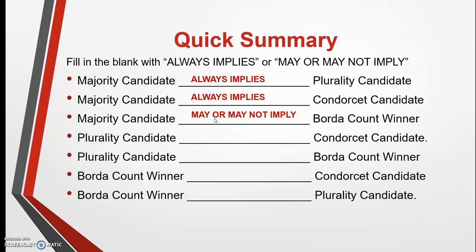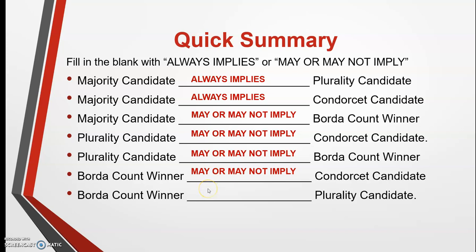Because if a candidate is just barely a majority and they got all last place votes from everybody else, then it is possible that there could be a better compromise candidate, even though that candidate had more than half of the first place votes. The plurality candidate may or may not imply the Condorcet candidate. The plurality candidate may or may not imply a Borda count winner. Borda count winners may or may not be Condorcet candidates, and Borda count winners may or may not imply a plurality candidate. Because again, remember that Borda count is based on all rankings and not just that first place ranking.